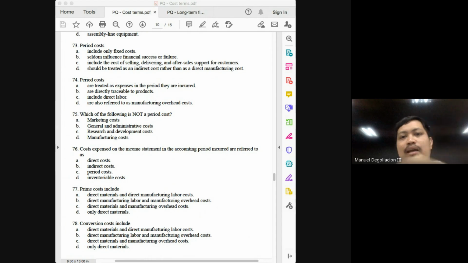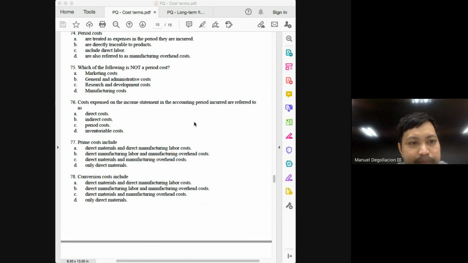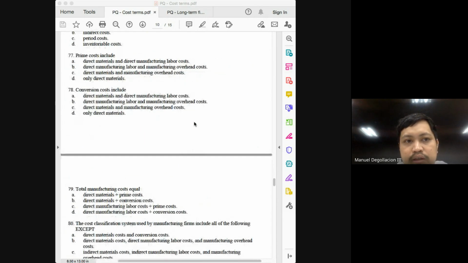76, costs expensed on the income statement in the accounting period incurred. Another definition for your period cost. Answer for number 76 is period cost. 77, prime cost. We've mentioned this already. Is your direct materials and direct labor. So the answer is letter A. 78, conversion cost. We've already mentioned this. Direct labor and overhead. So the answer here would be bravo.